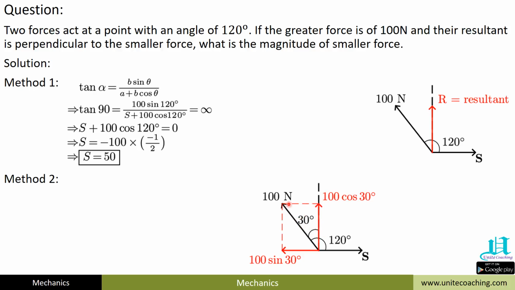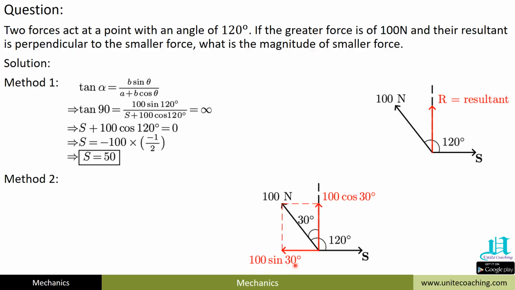So we have taken the components of this 100 Newton along the perpendicular direction and the parallel direction, right? So this will be equal to 100 cos 30 and this will be equal to 100 sin 30, right? So this 100 cos 30 will be equal to what? Cos 30 we know is equal to root 3 by 2, so this will give us 100 into root 3 by 2, which is equal to 50 root 3.